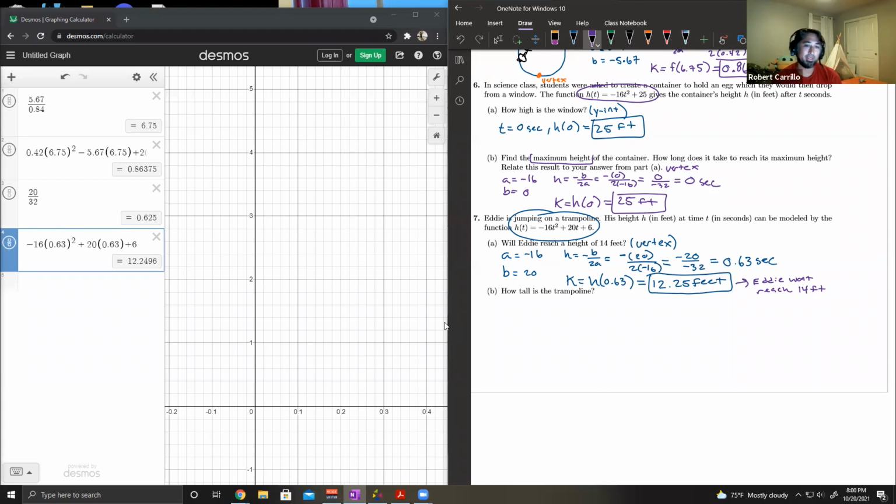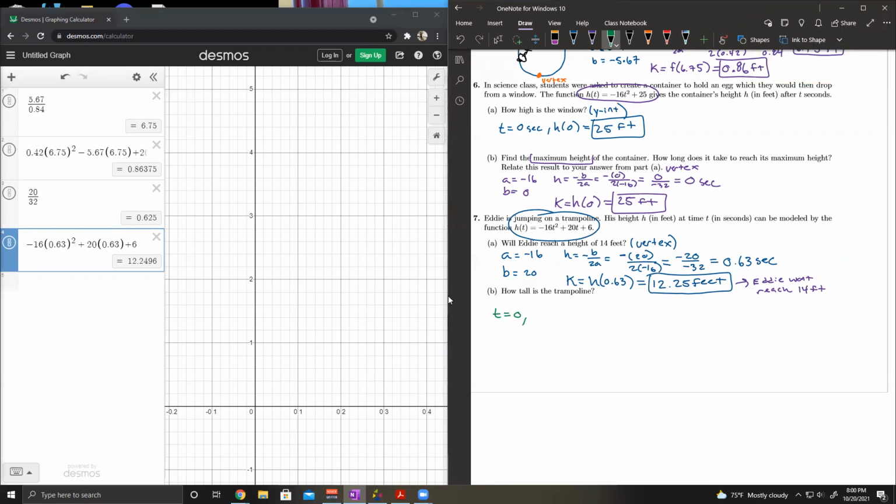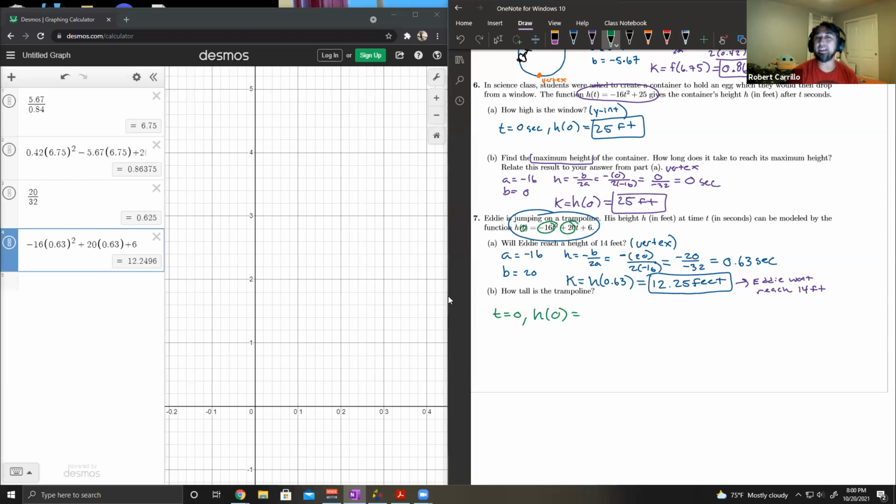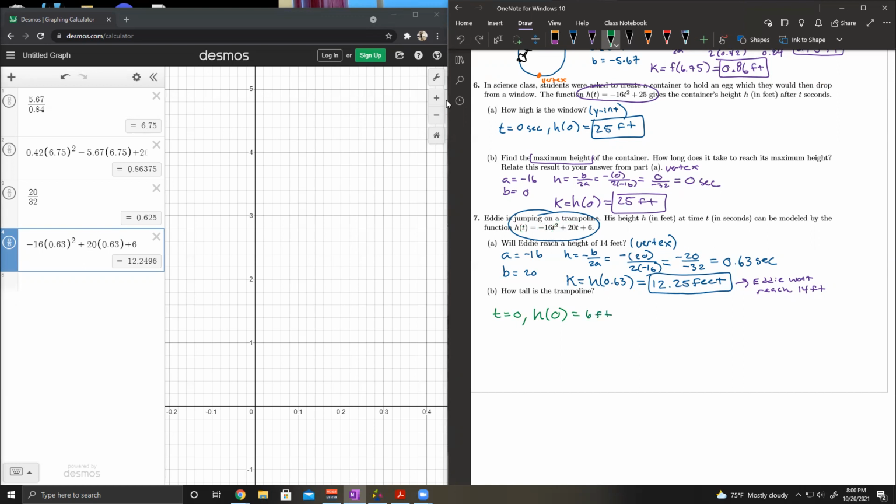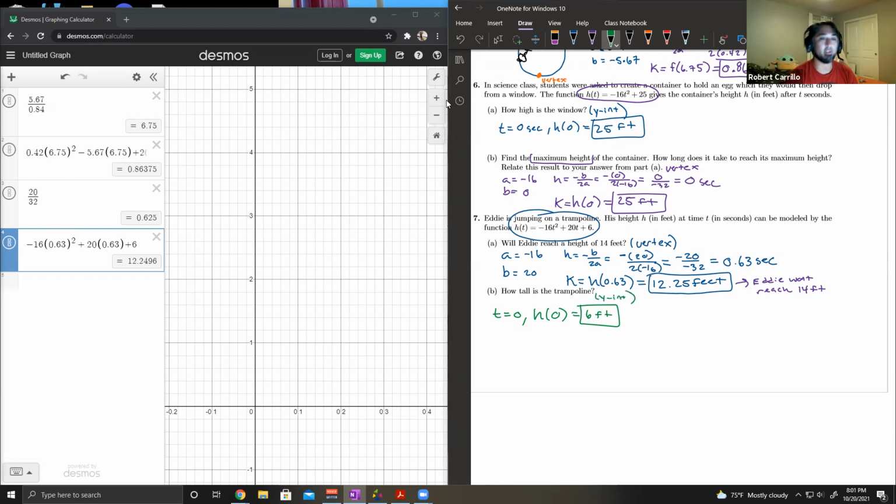All right. And then B, how tall is the trampoline? If Eddie hasn't jumped at all, how much time has passed by? 0 seconds. So when time is 0, you get h of 0. If you plug in 0 for every t, how tall is this trampoline? 6 feet. That's it. I should have said this was looking for the Y-intercept.